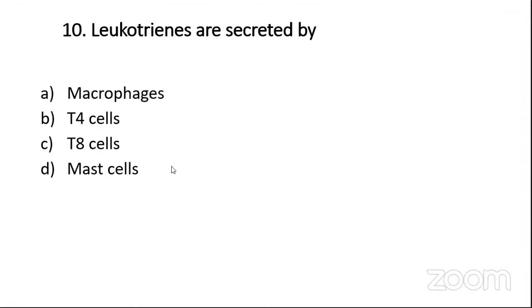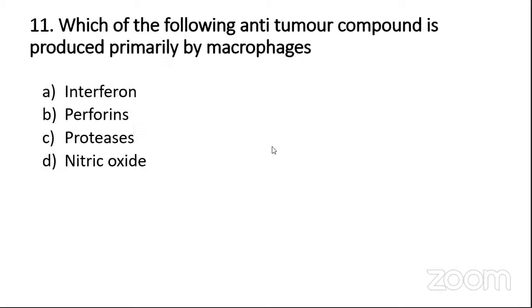Leukotrienes are secreted by, what are leukotrienes? Macrophages. Is that just a question to confuse you? Lymphokines are your interleukins. But leukotrienes are mainly produced by mast cells as part of type 1 hypersensitivity or any type of allergy. Okay.